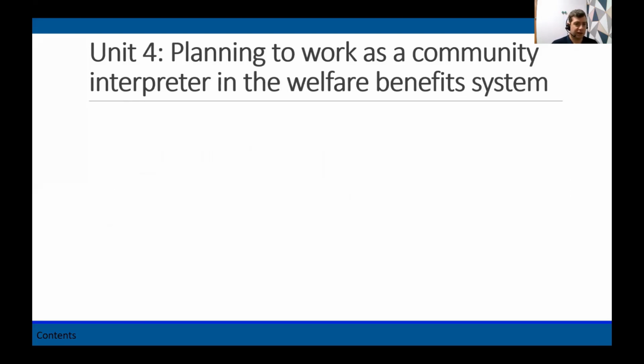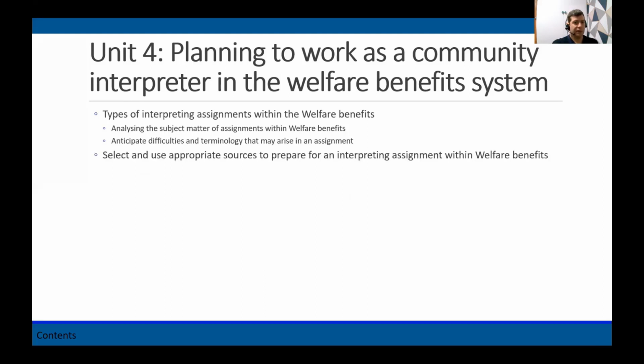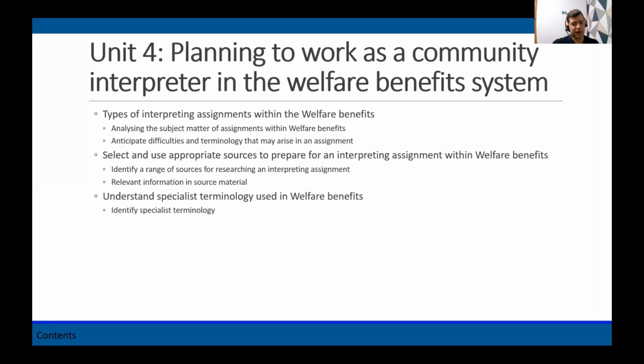Unit 4 is very similar to Unit 3 because it's planning to work as a community interpreter in the welfare benefits system. So actually, I'm not going to go through all of these in detail because the actual points underneath it are exactly the same. But the difference is, of course, that we will be talking all the time in Unit 4 about the welfare benefits system instead of the health system. You'd think by looking at that it's exactly the same, but there are actually quite a lot of differences because of that different specialism. And of course, once you've gone through Unit 3 and 4 and you've understood how you can prepare for interpreting in these different specialisms, that's the kind of knowledge that you can take forward to learn about the other specialisms as well.